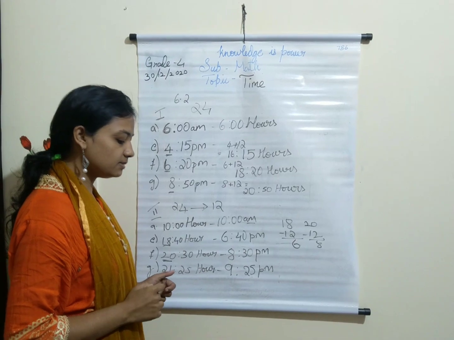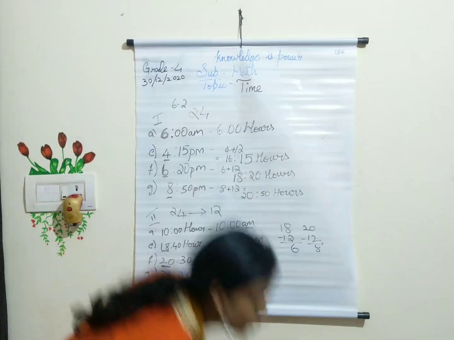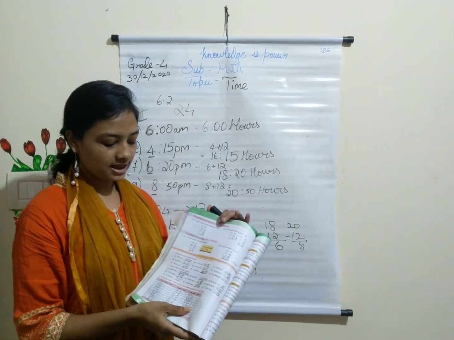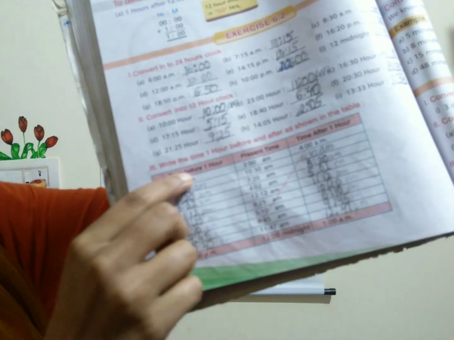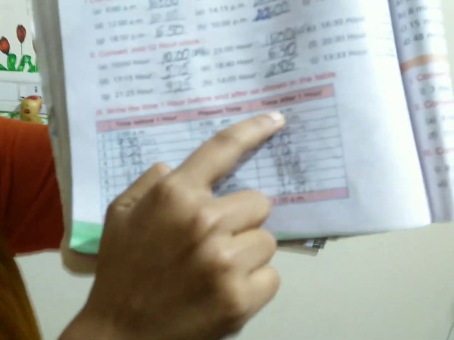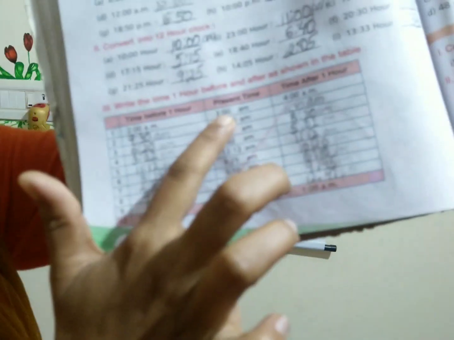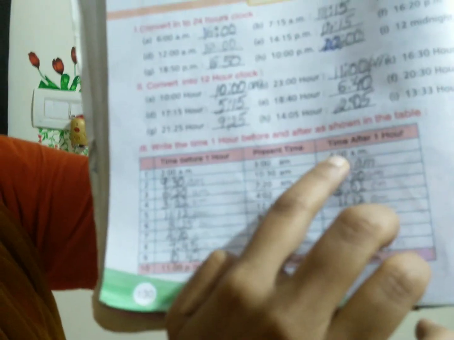And the third sum is for you to practice, because it is the same. What you did in the first two sums, you will do in the third sum. Here you should write the time before 1 hour, the present time, and the time after 1 hour. So before 1 hour of 3 o'clock is 2 AM. After 1 hour will be 4 AM.